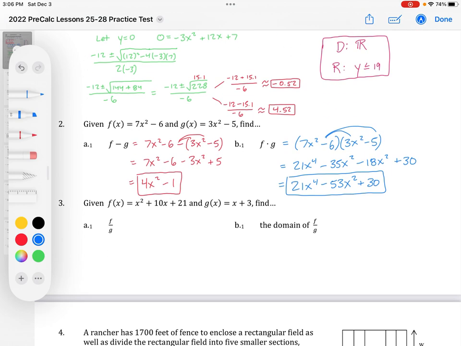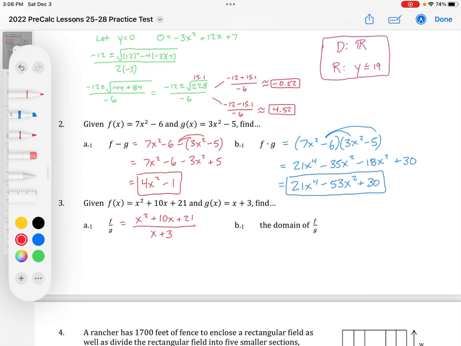All right, we're going to do a couple other things. With number 3, we're going to put f over g, and then we're going to find the domain. So we're working with a couple of different functions. F is x squared plus 10x plus 21, and we're just going to put that over x plus 3.